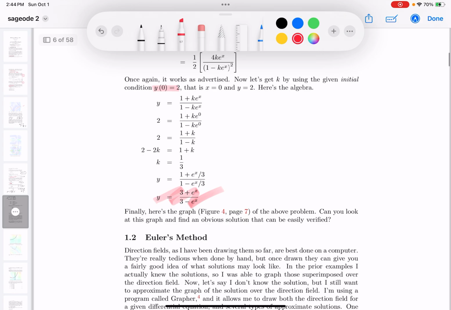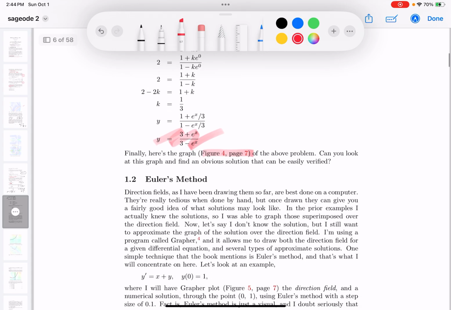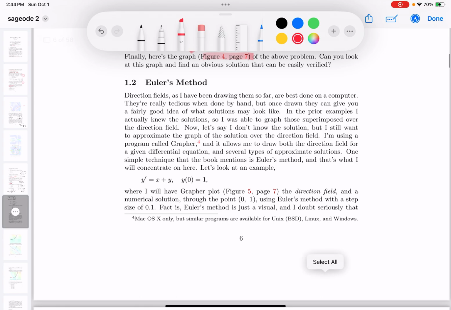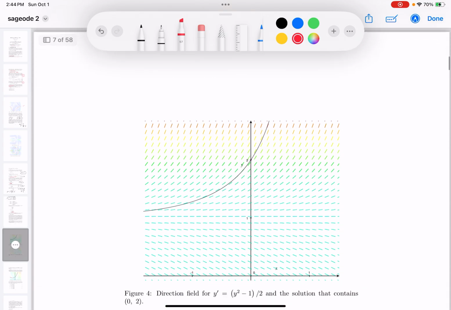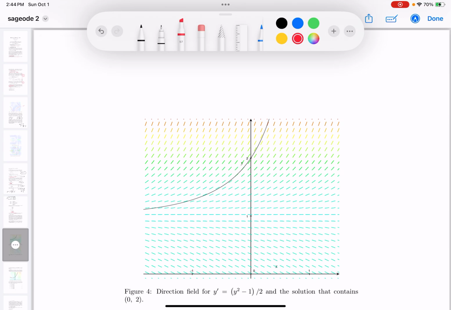So let's look at the picture. And again, I'll go through how to generate that using Grapher software. So anyway, figure 4, page 7 of the above problem, and see what happens over here. So that's figure 4 on page 7. Let's go to that. Right over here. So, I mean, what's being plotted out? The direction field, that's what's being plotted out. And the solution that contains the point 0, 2. That's the point. Again, what's the solution over here? I graphed this curve out. And again, I will go through that with you.